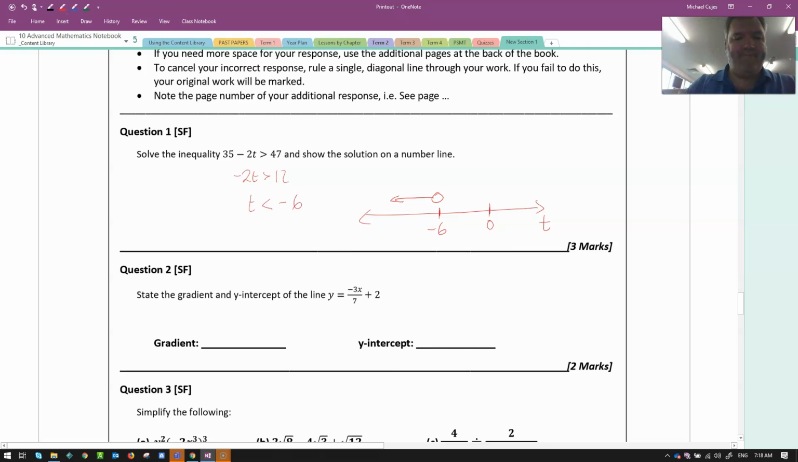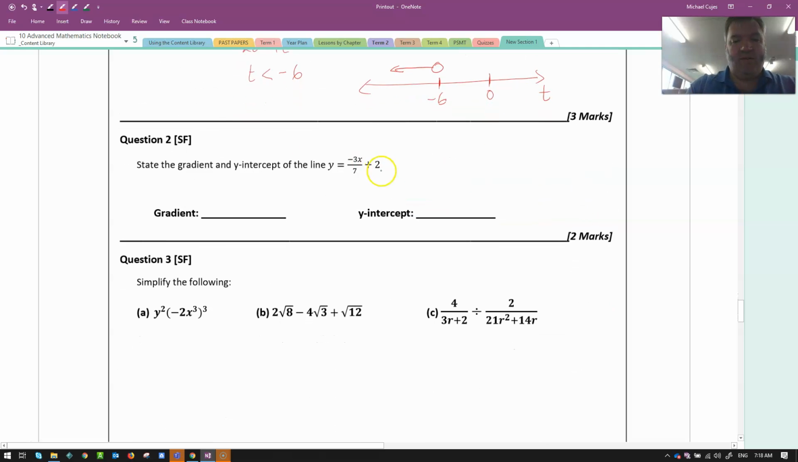And we're done. State the gradient and the y-intercept. Giveaway marks. Y-intercept 2. Gradient, coefficient of x, which is negative 3 over 7. Not just negative 3, negative 3 over 7. We should be right with that one though.